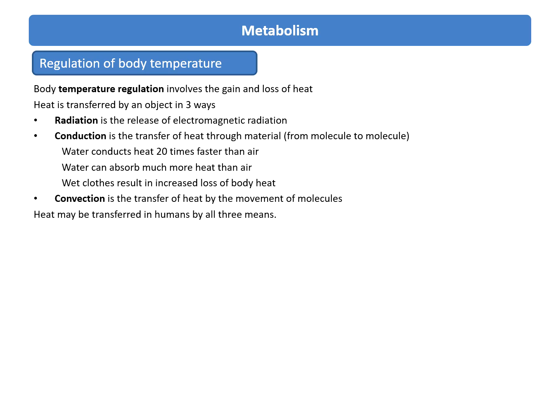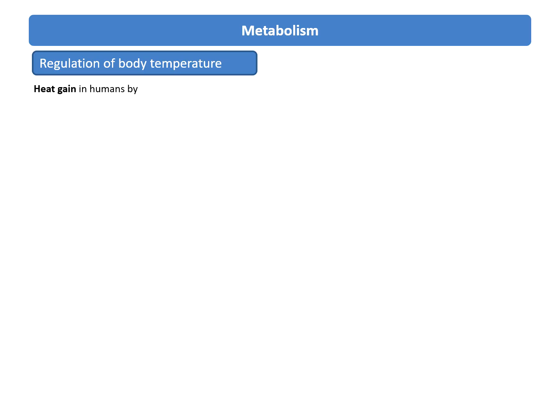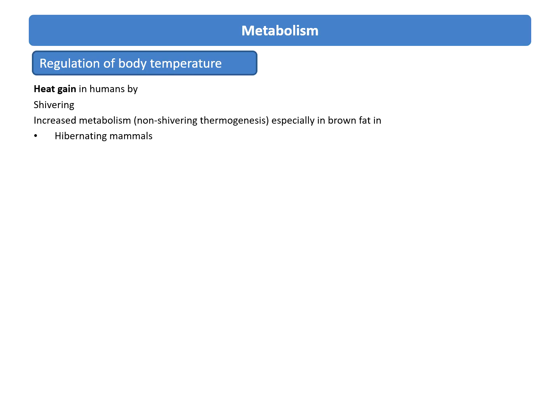Heat may be transferred in humans by all three means. Heat gain in humans occurs by shivering and increased metabolism. This is called non-shivering thermogenesis. It's especially common in a type of fat called brown fat. This is found in hibernating mammals and in newborn mammals.